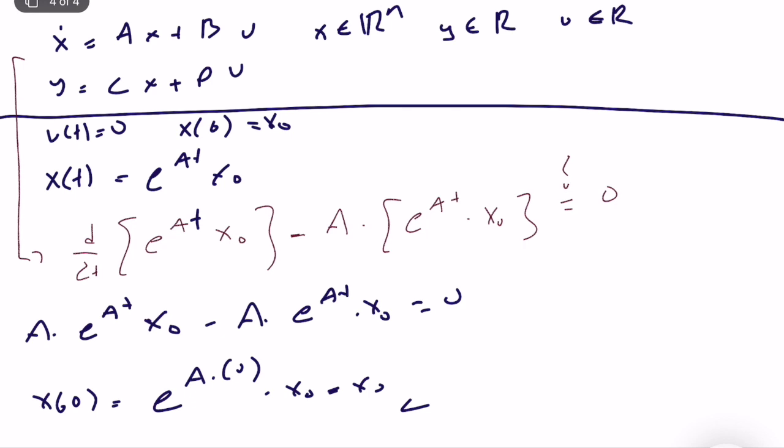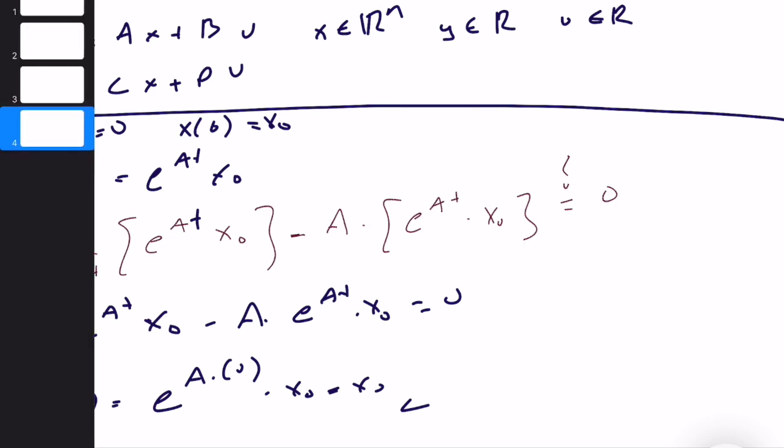Now, let's understand if we can use this to find a general solution. We will try to find x of t when we have u of t. We have u of t is not necessarily equal to 0. We can also assume that x naught in this case is simply equal to 0.